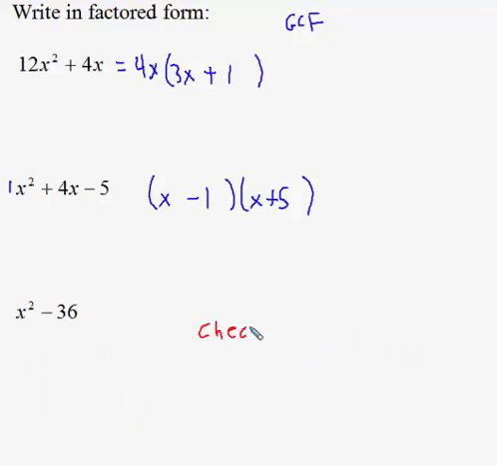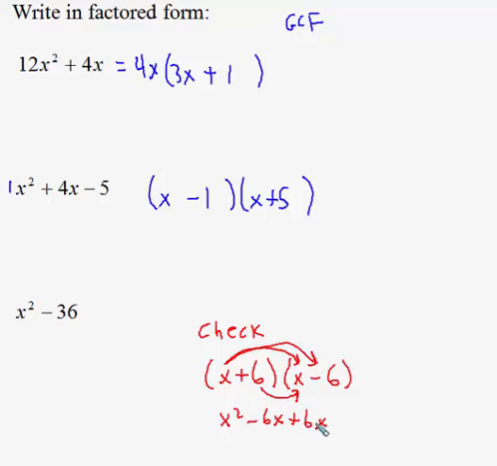So let's check to see if I'm correct. I claim that it can be factored like this. So the check would be to actually go backwards now and FOIL it just like we checked this one up here. So you would get x times x is x squared. You'd get x times negative 6 is minus 6x. You'd get 6 times x, but it's a positive 6x this time. And then finally, you'd have 6 times negative 6, which is subtract 36.